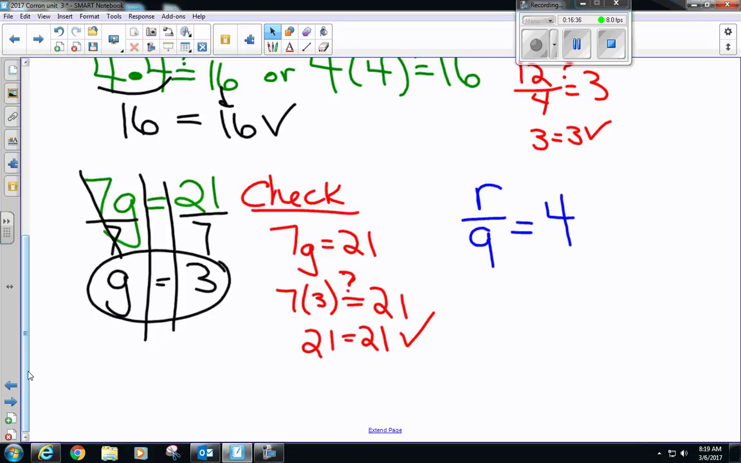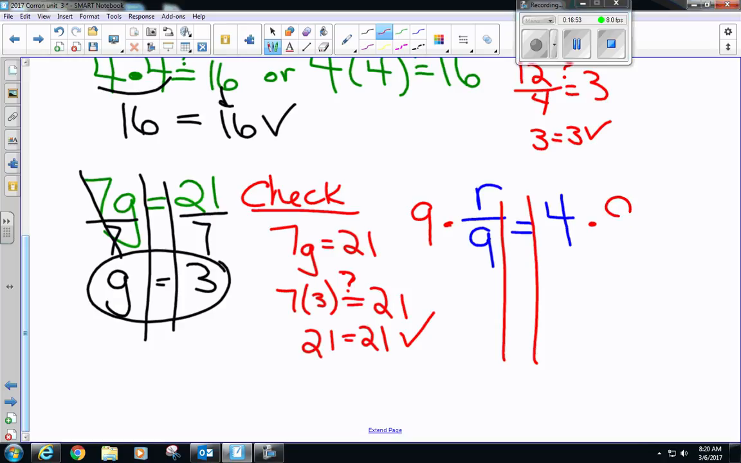What is this? Yeah, this is division, but it becomes multiplication. See, I'm thinking already a step ahead. Yes, this is division. It's r divided by 9 equals 4. So we're going to multiply by 9 on both sides, giving me r equals 36.